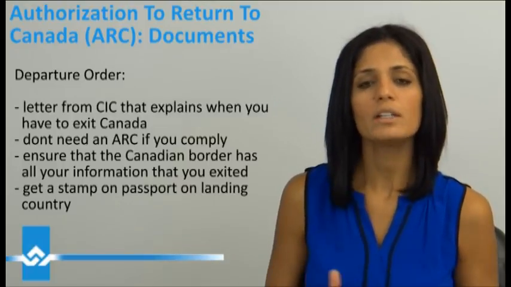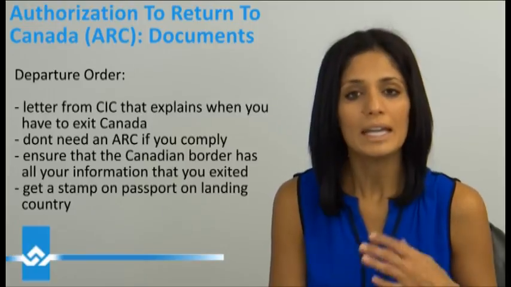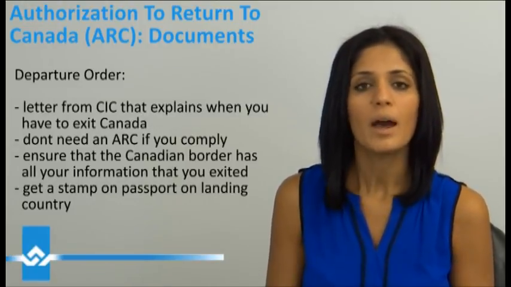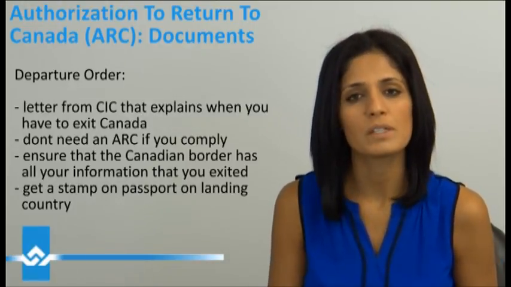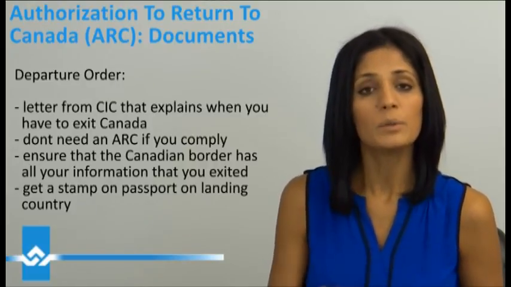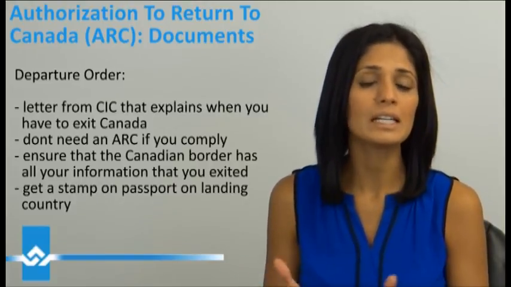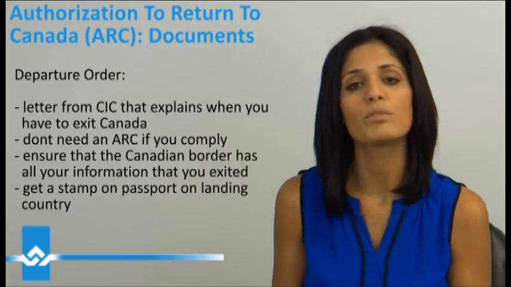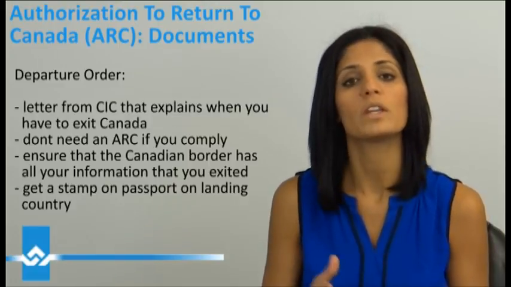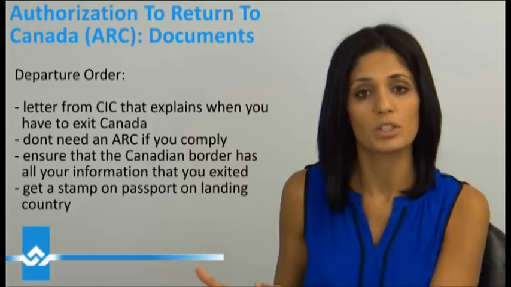A lot of times what happens is the applicant calls me and says, you know what, I did depart in that duration that I was given, but now I'm getting a letter from Citizenship and Immigration Canada that I actually need to apply for an ARC. And the reason why this happens is because somewhere along the line, an officer didn't indicate on their system or didn't provide you a document to not only show that you departed Canada, but that you also ended up in the country that you were departing to.